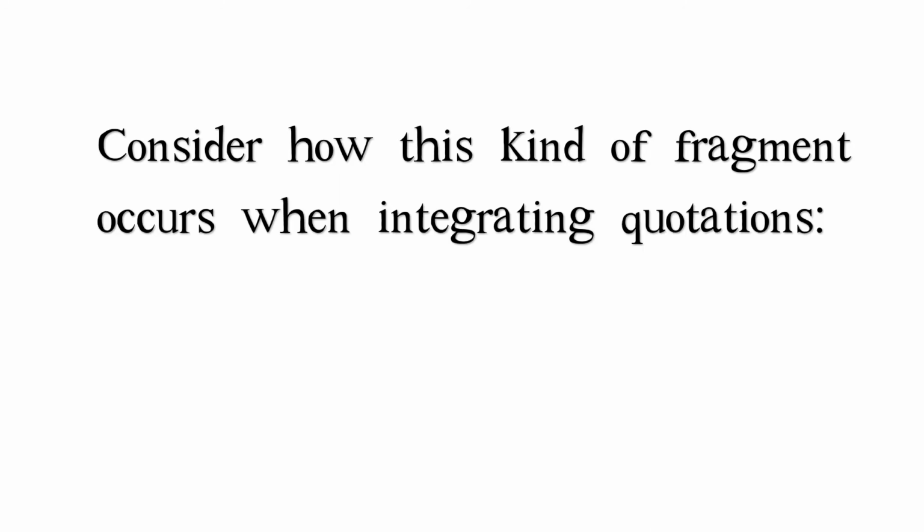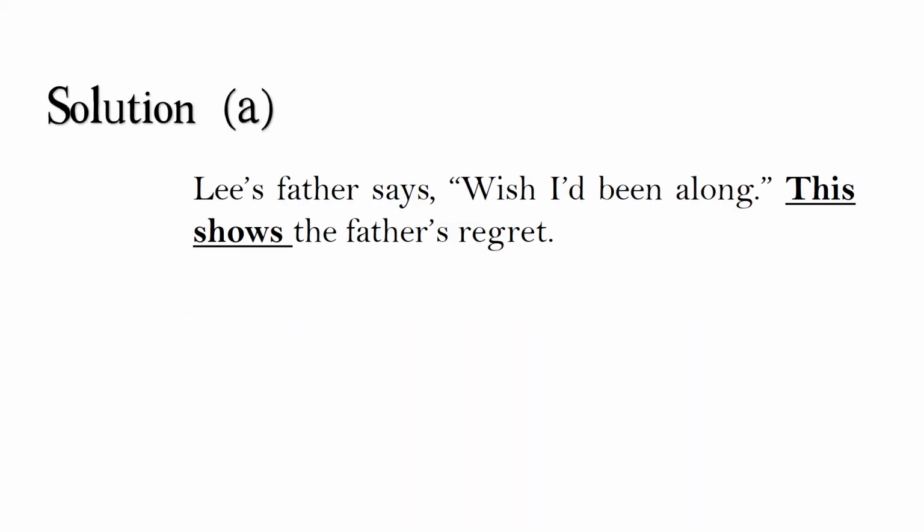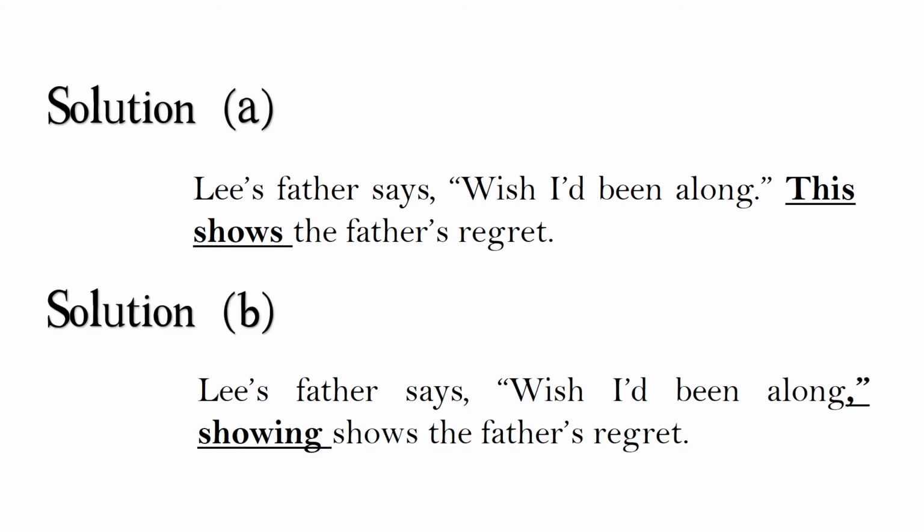Consider how this kind of fragment occurs when integrating quotations. Lee's father says, "Wish I'd been along," showing the father's regret. How do we fix it? Well, we could start the second half of the sentence with the word this, as we did before. So we're replacing the word showing with "this shows." We could also do this, replacing the period after the word along with a comma, just as we did before.